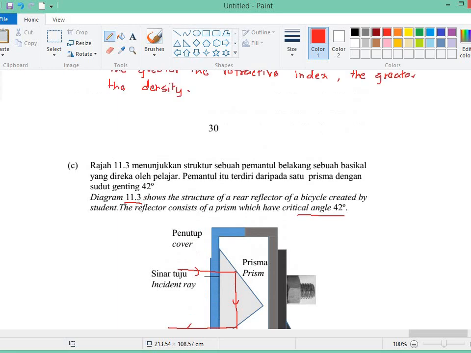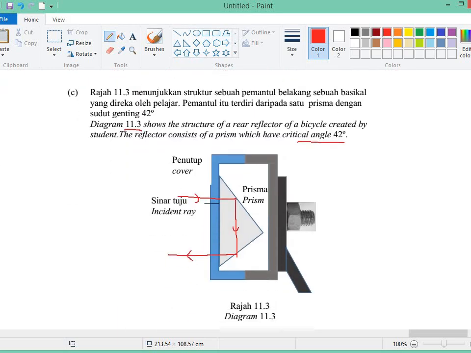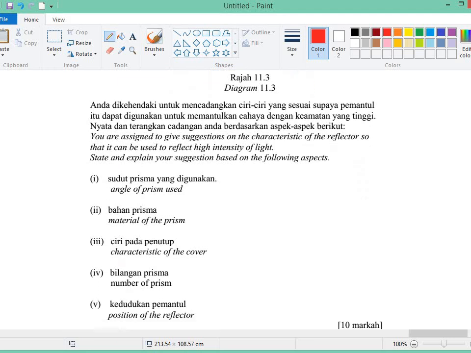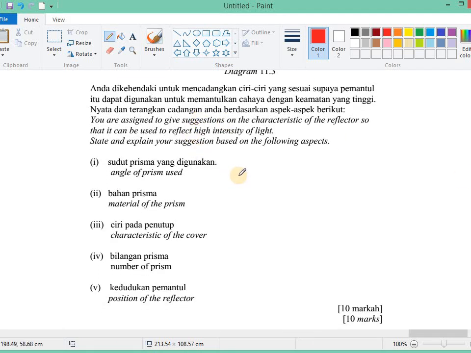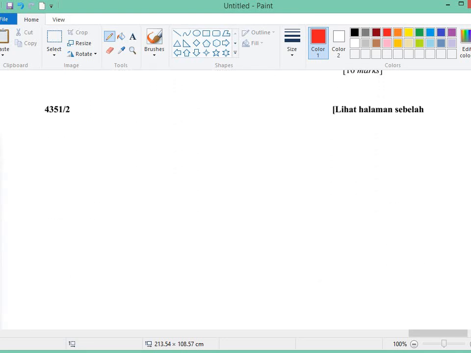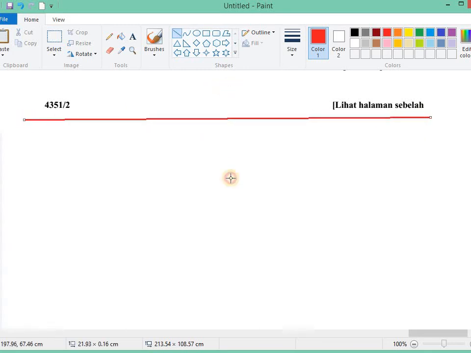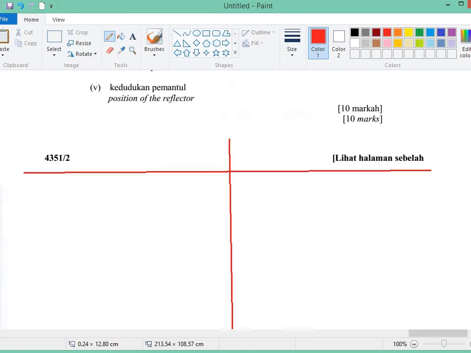Okay, so you are assigned to give suggestions on the characteristics of the reflector so that it can be used to reflect high intensity of light. So state and explain your suggestion based on the following aspects: angle of prism, material of the prism, characteristic of the cover, number of prism, position of the reflector. Alright. So we answer this kind of question in table form.